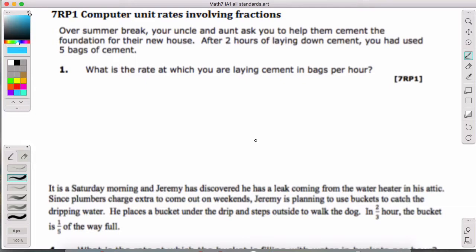Hello, this is Miss Alexander at Mercer Middle School, and I'm going to go over the 7th grade interim assessment that students recently took. Make sure you have your interim in front of you and you're going over your results step by step and finding your mistakes in order to learn from them.